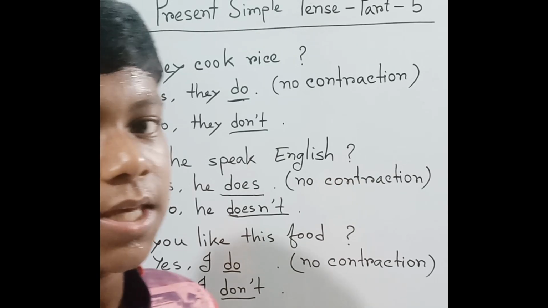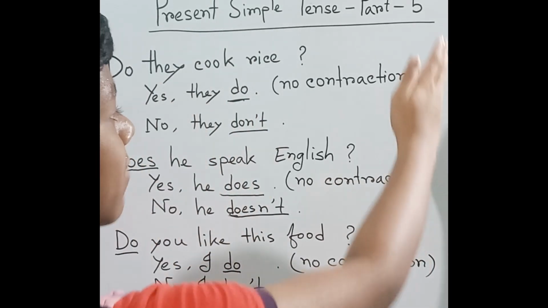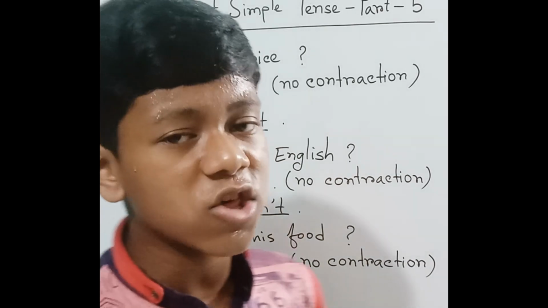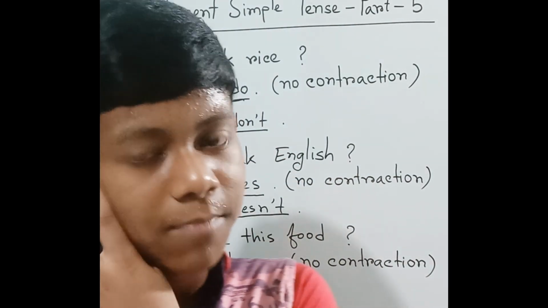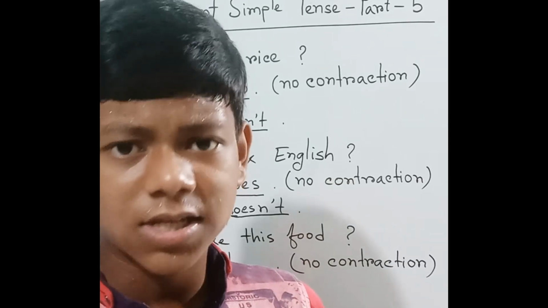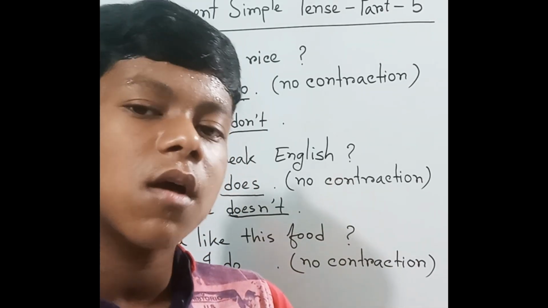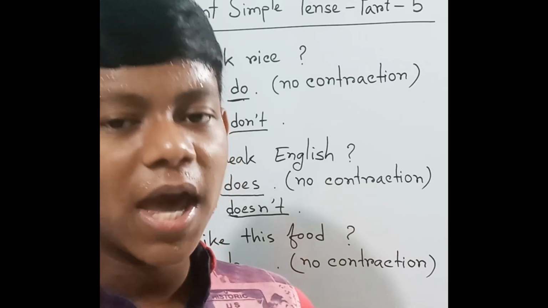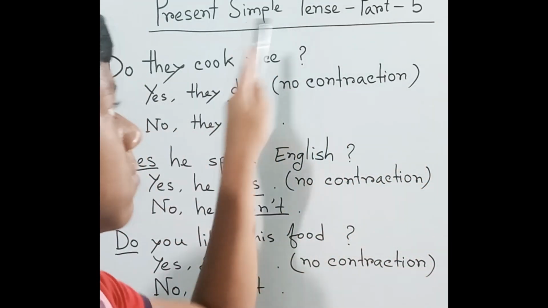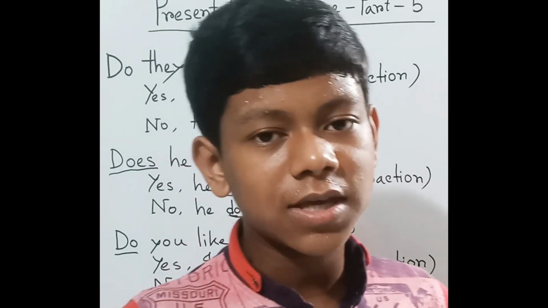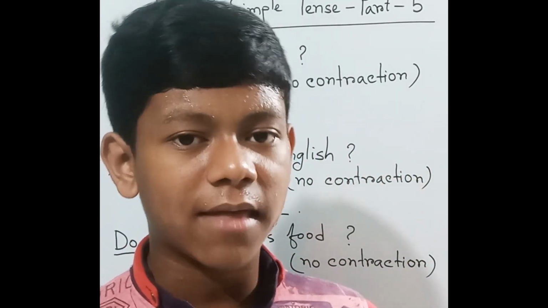So in this part, we have already learned these shortened answers. So when questions are asked, we can answer them shortly. So we have already understood, and that's our topic of present simple tense part 5. In this part, we have understood how to give short answers.